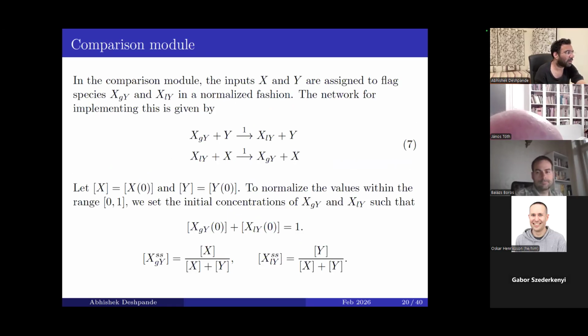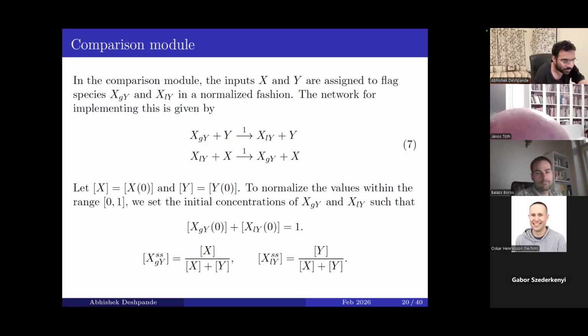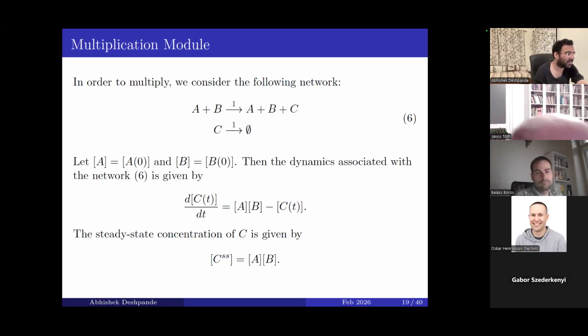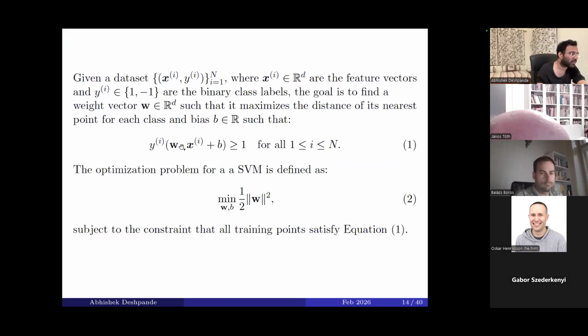And now, this is a slightly sophisticated and complicated construction. It's called the comparison module and approximate majority. The next two things are going to work in tandem. The reason I need it is because, please recall that I need to compute this quantity, W times X plus B, and I can do that using multiplication and addition. But now I want to compare this Y times (WX plus B) with 1.